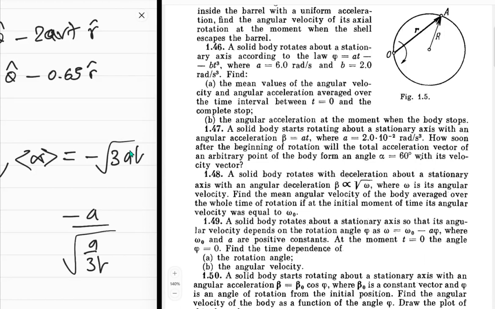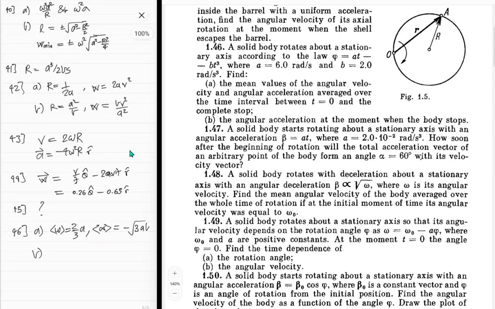Yeah, it really is a good hint that this book gave me: just derive everything in general form and then do dimensional analysis. It really saves us sometimes. Okay, part B: the angular acceleration at the moment when the body stops.